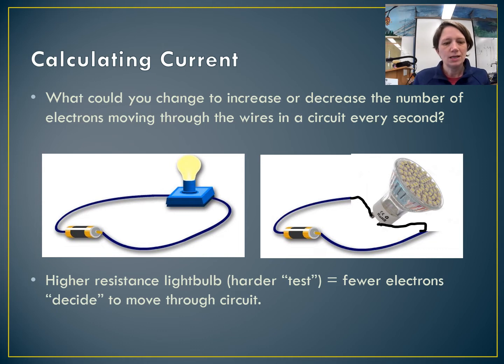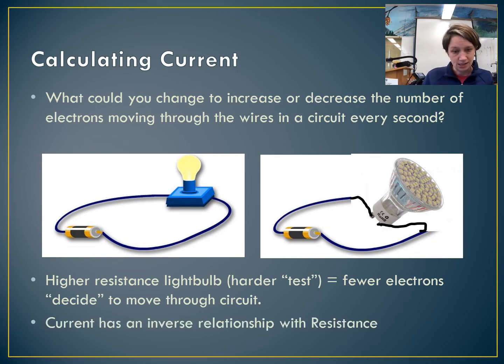If I replace a low resistance light bulb, an easy to get through light bulb, with a higher resistance light bulb, a harder to get through light bulb, the result is going to be that fewer electrons every second are going to be pushed through that circuit. If you can think of that as a harder test, if you've got a harder test, right, fewer kids are going to be choosing to take that test. Which means that current has an inverse relationship with resistance. The higher the resistance, the lower the current, or vice versa.